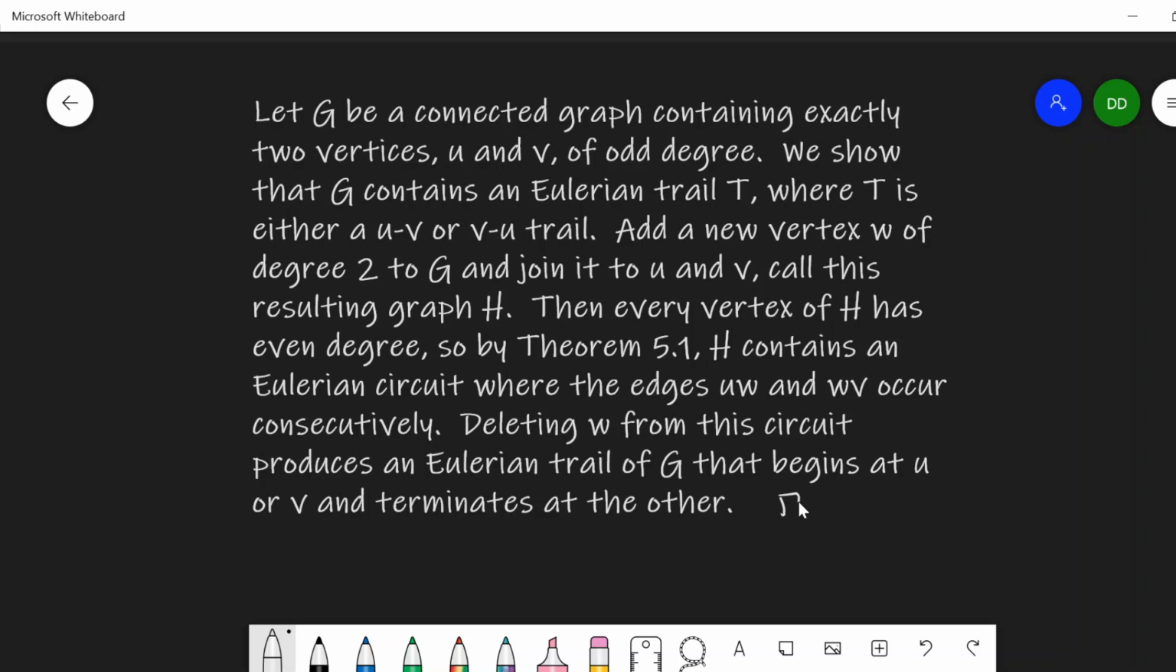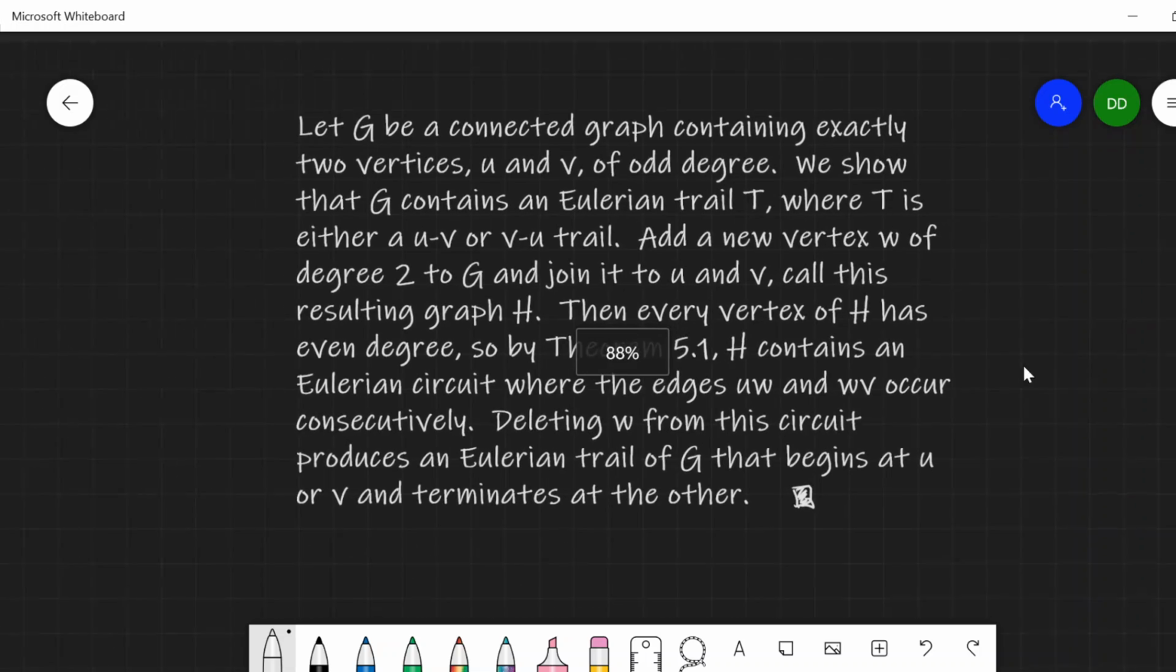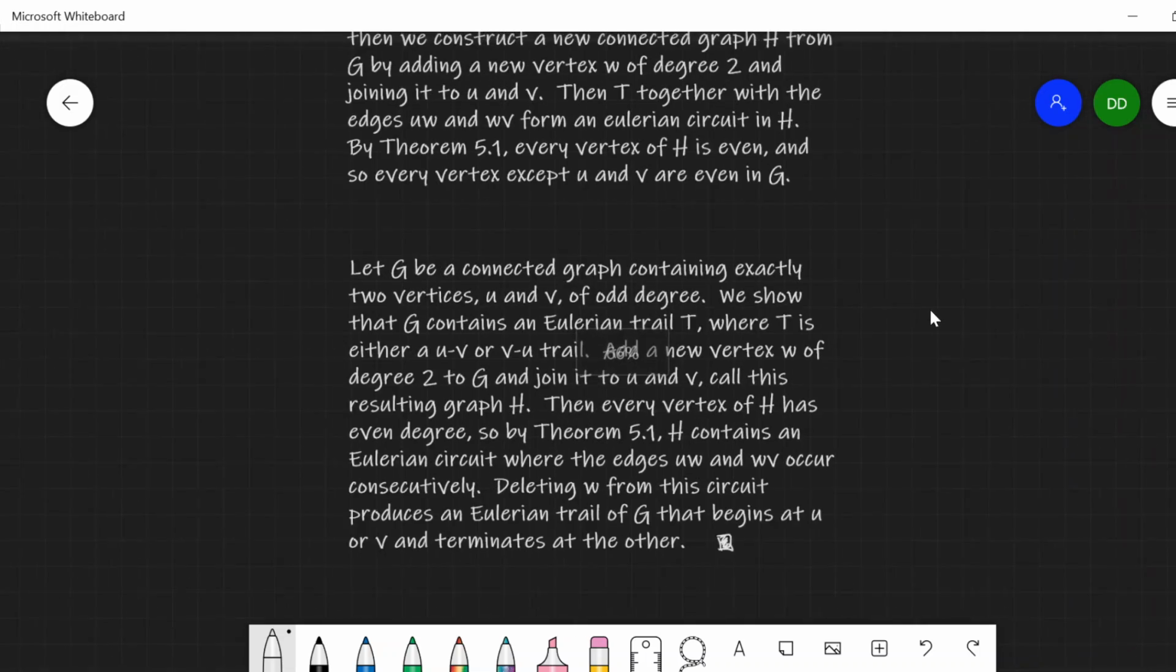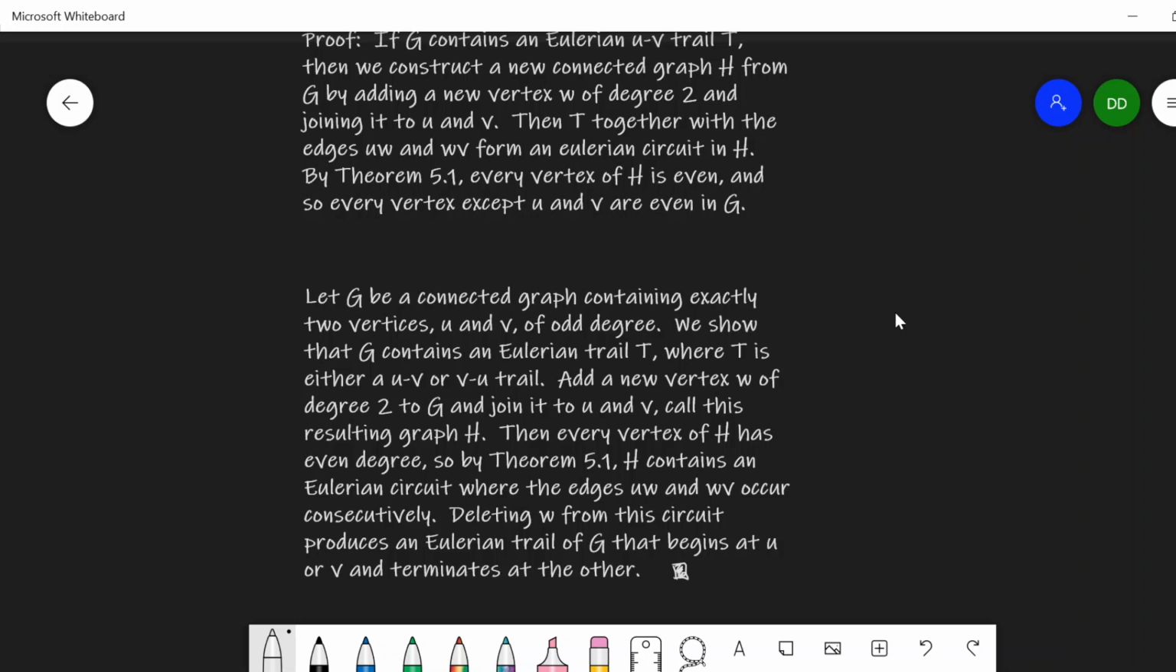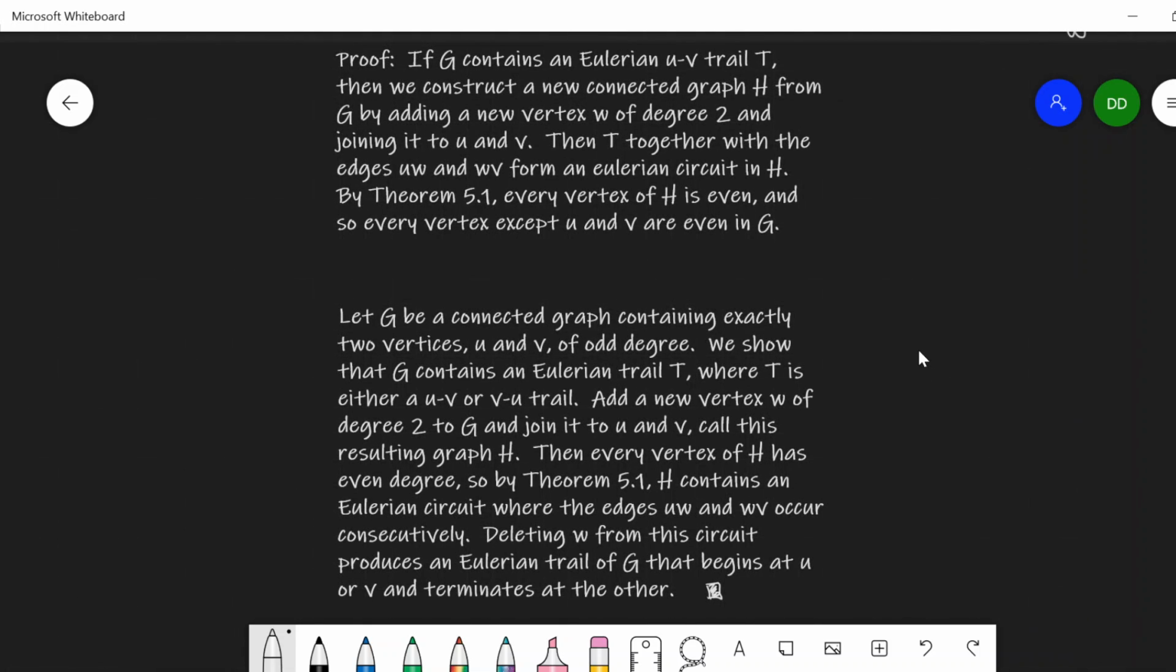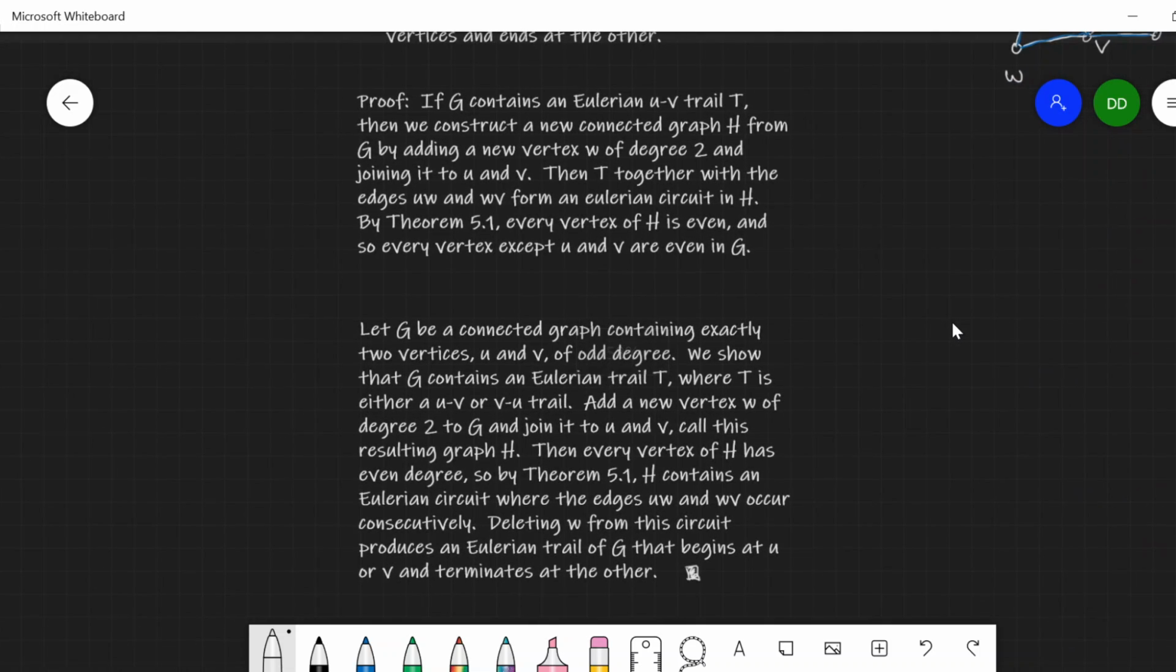Hopefully we see this later on, depending on what we can get to in the class. But hopefully we'll see this technique later on where we take a graph and either copy it or modify it by adding vertices and joining them to certain vertices of the graph. This produces a new graph that by some other theorem has a property, and then we remove the vertices, we sort of undo the process, but somehow some property is kept when we undo that process. In this case, that we would still have an Eulerian trail. So one of my favorite proof techniques is this. So that's the idea.